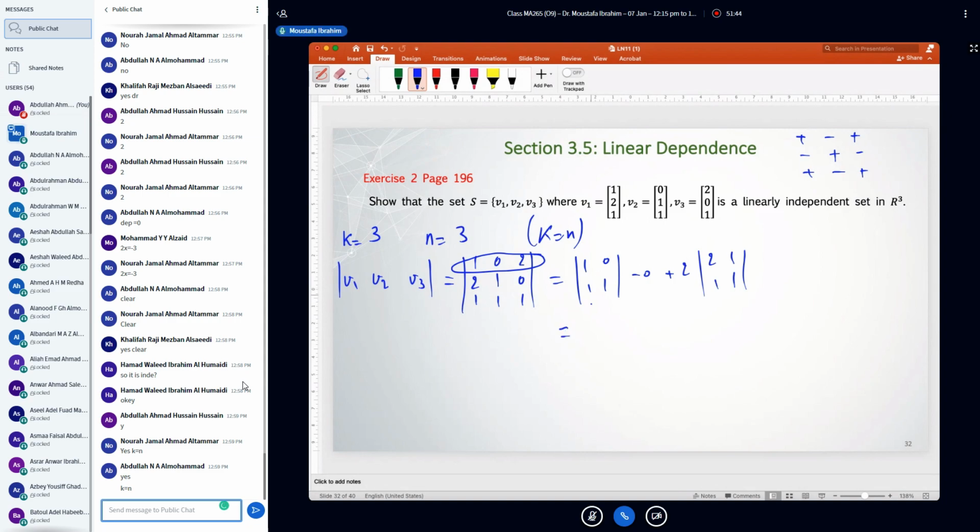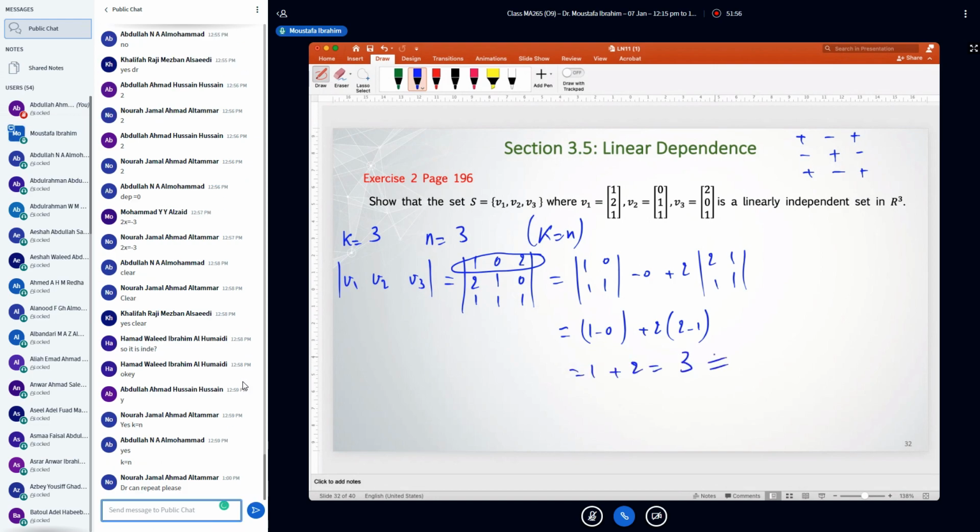So what do we get here? 1 minus 0, here 0, I don't care, plus 2, 2 minus 1. So we get 1 plus 2 equal to 3. Different than 0. So which one, Nora? I'm doing the determinant. This one is chapter 6. Determinant.